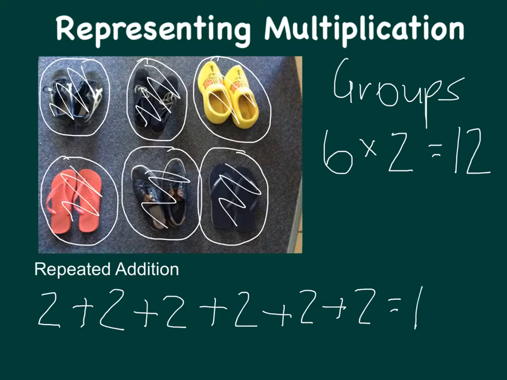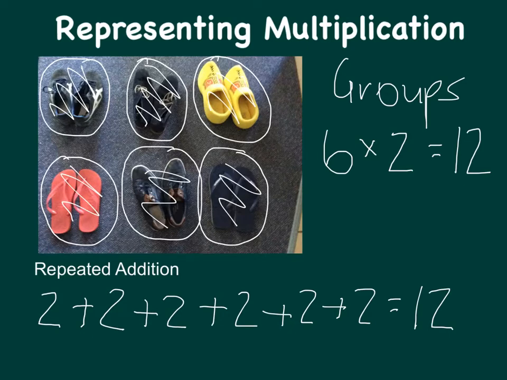What we've done is we've just worked out that using repeated addition, so simply adding each of the groups together. So 1 group, 2, 4, 6, 8, 10, 12. That gives us our answer here.